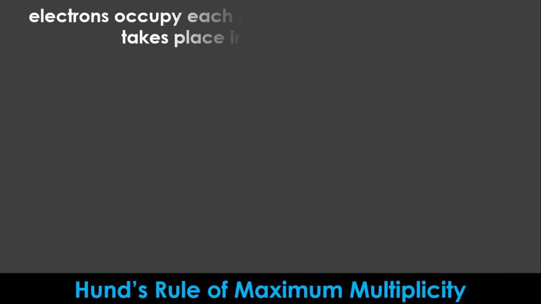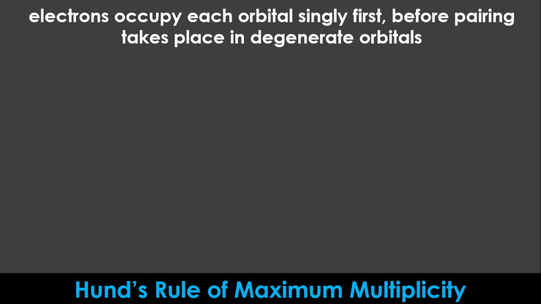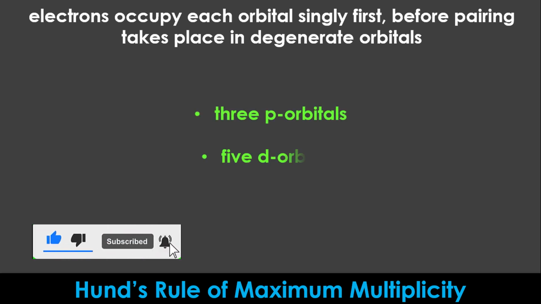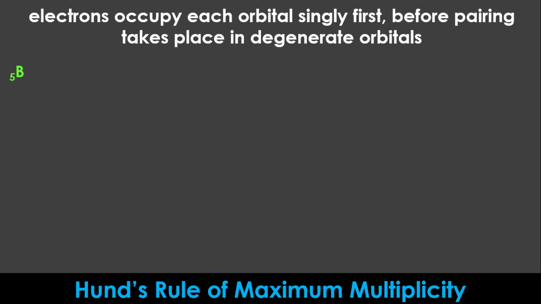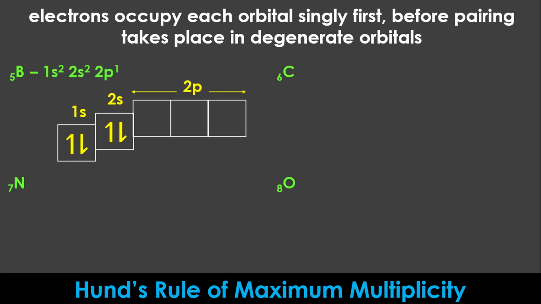Next is the Hund's rule of maximum multiplicity, which states that in degenerate orbitals, electrons occupy each orbital singly first before pairing takes place. Degenerate orbitals are orbitals of the same energy level, and examples are the 3p orbitals, 5d orbitals, and 7f orbitals. To explain the concept of Hund's rule, let's consider the electronic configurations of boron, carbon, nitrogen, and oxygen.